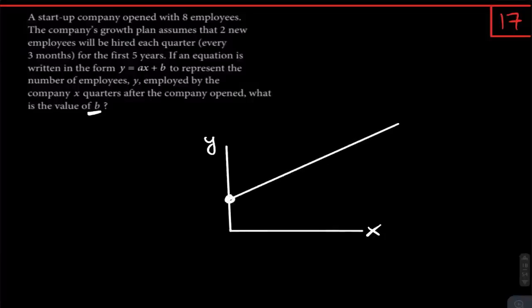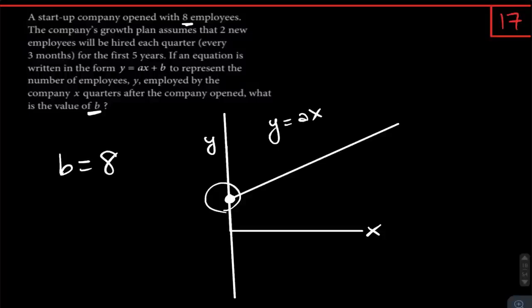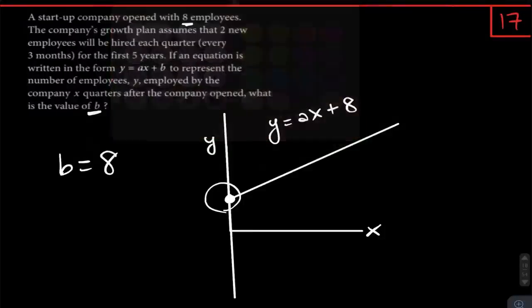Your initial amount of employees is what you're at when you have 0 quarters, and that's 0 on the x. So that means you haven't gone this way at all. It's going to be your initial point. The amount of employees that you start with is 8, and that's your y-intercept. So b is going to equal 8. This equation will be y equals ax, whatever a is, plus 8. And that's all we really care about for this problem. So, wha-bam.